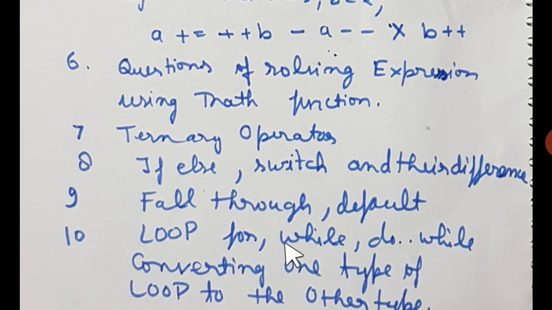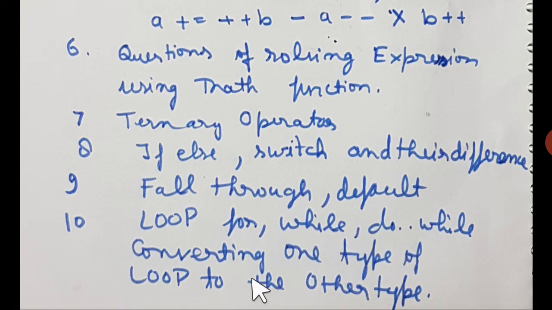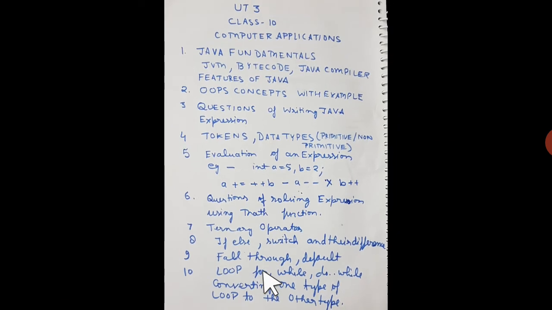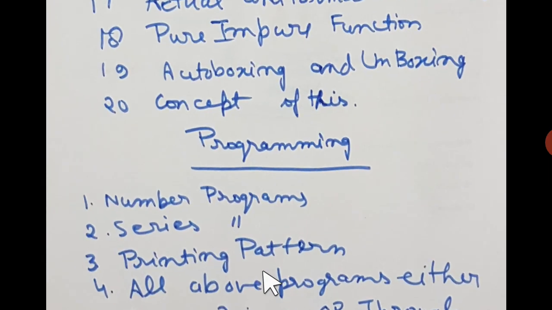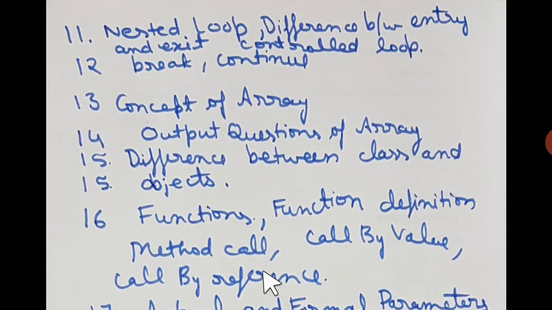Then loops: for, while, do while, converting one type of loop to the other type. Like for is given, you have to write it in the while, or while is written, then they are asking to write it in the do while or for. Okay. After that, students, we have nested loop, what it is all about and how does it work.